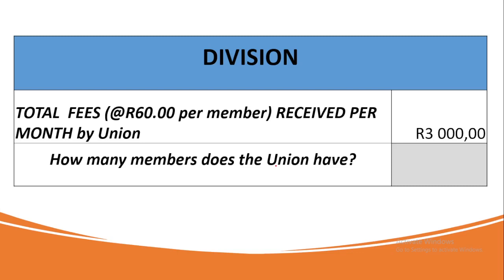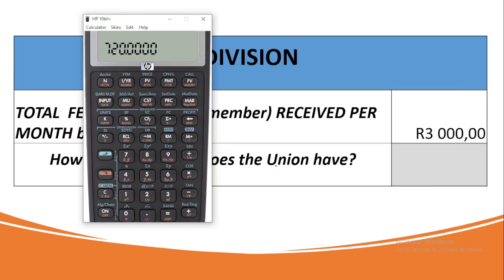So you are currently saying that 3,000 divided by 60 is 50. The union has 50 members. So let's perform that. 3000 divided by 60, that's 50. So that's 100% correct, meaning that the union has 50 members contributing on a monthly basis. So if I was to ask you right now, can you please tell me how much will the union be making over the year? Can you calculate how much the union will be making over the year?